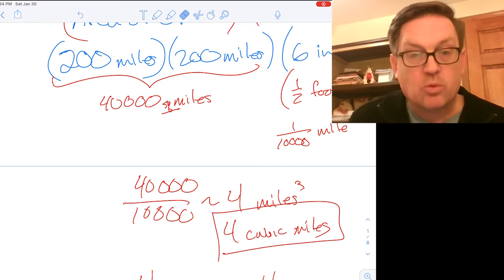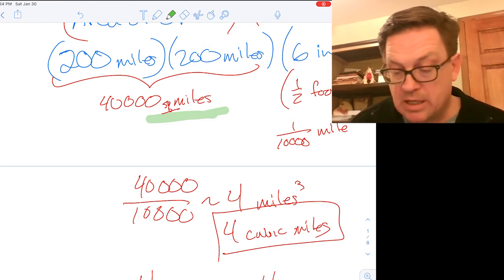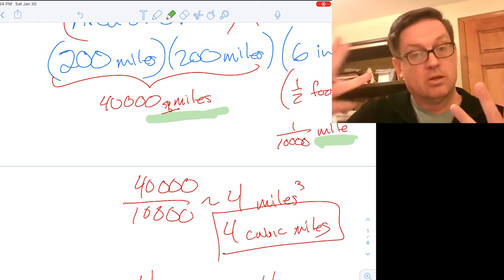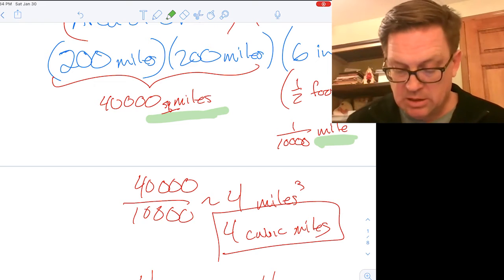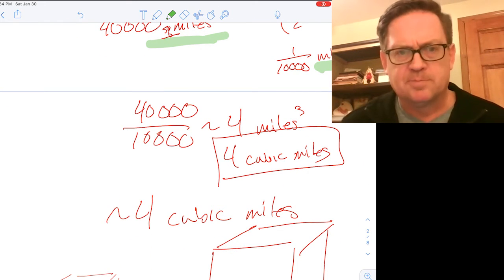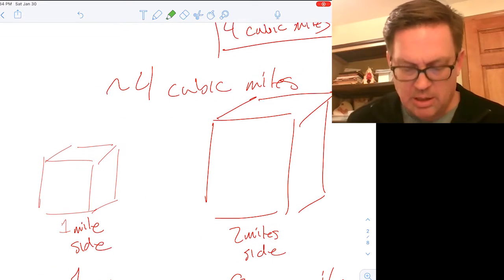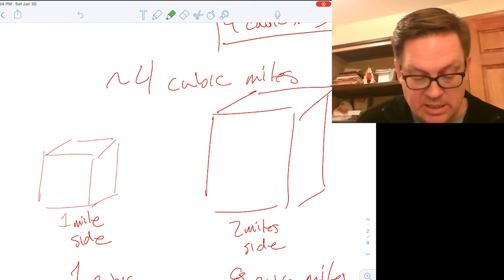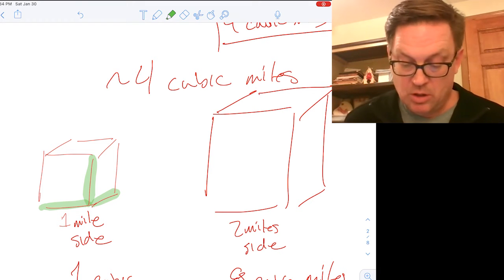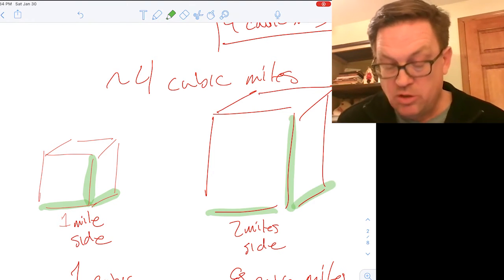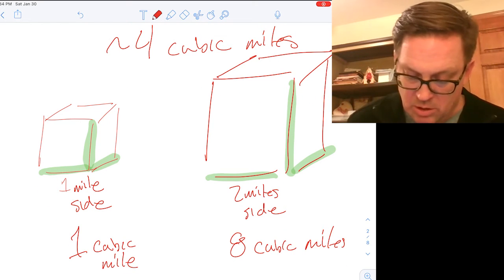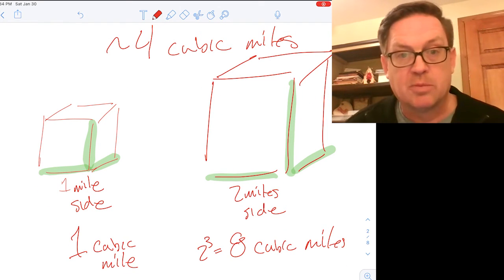And we'll talk about the units a lot. We had square miles times miles. That's 3 factors of miles: length, width, and height, 3 dimensions. So we're going to have cubic miles, and it's about 4 cubic miles. So how big is 4 cubic miles? Well, think about it this way. 1 mile on a side, a mile by a mile by a mile, is 1 cubic mile. 2 miles by 2 miles by 2 miles is 8 cubic miles. That's 2 cubed. 2 cubed equals 8 cubic miles.